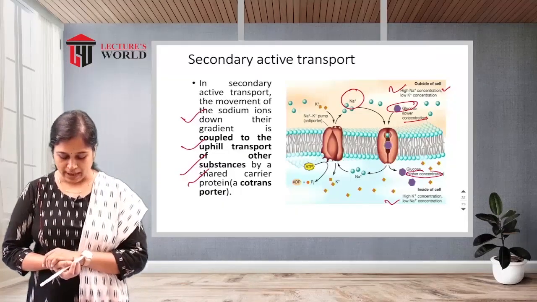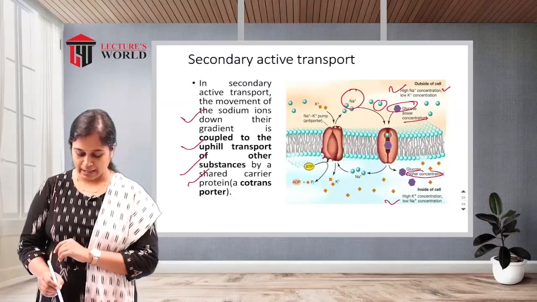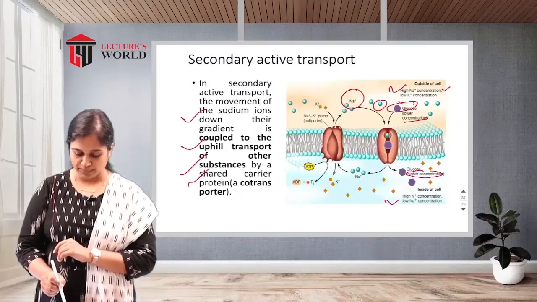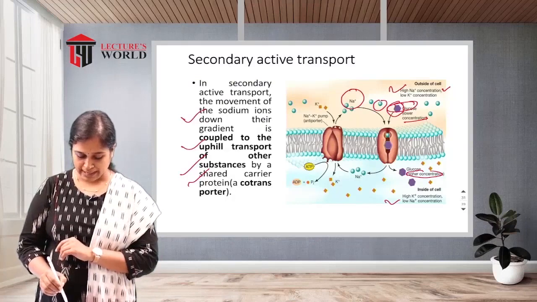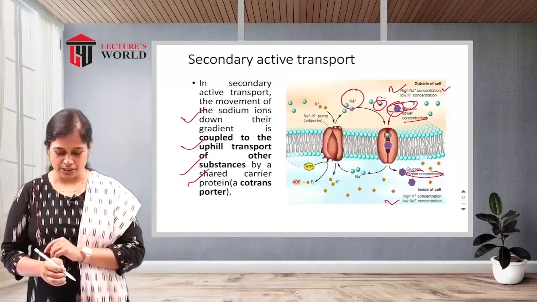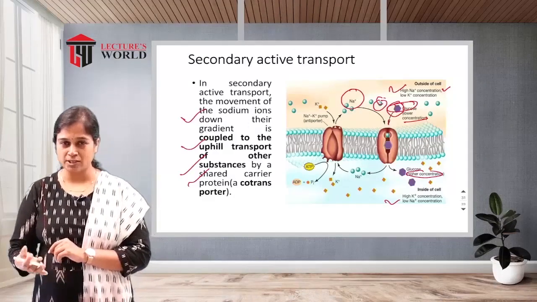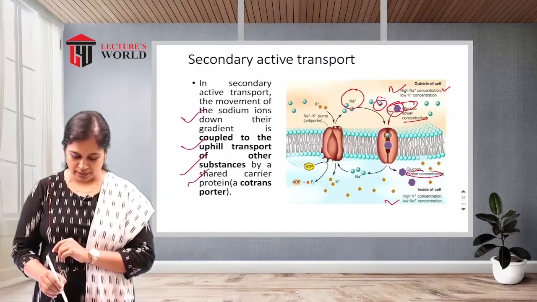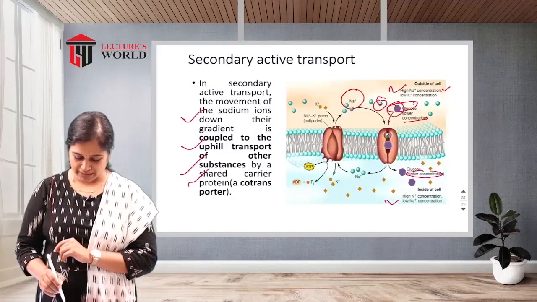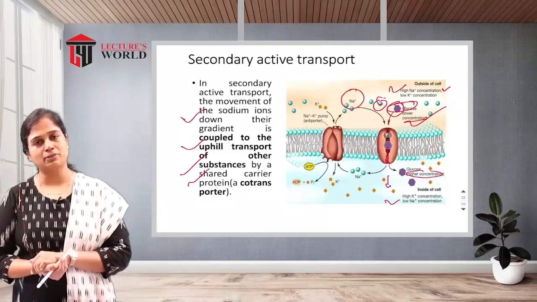So what happens over here? This sodium will engage with the glucose molecules with the help of a carrier protein. The sodium molecule will move down the concentration gradient and the glucose molecule will move against the concentration gradient. So with this, sodium will carry this molecule inside the cell. So this is an example of the secondary active transport.